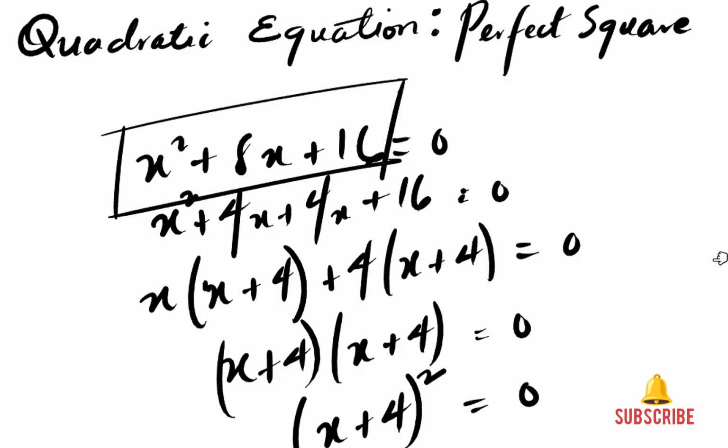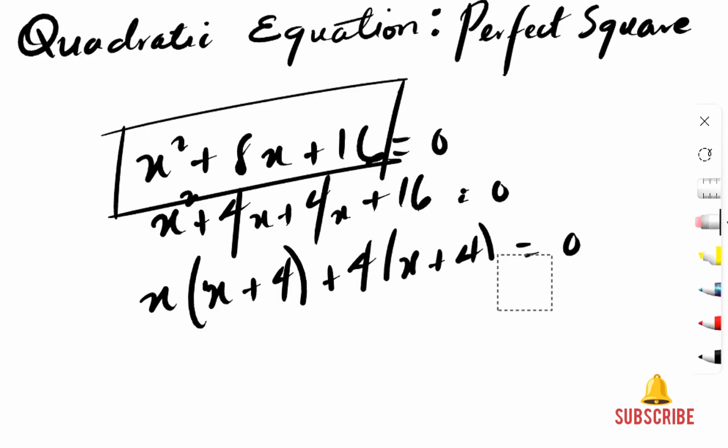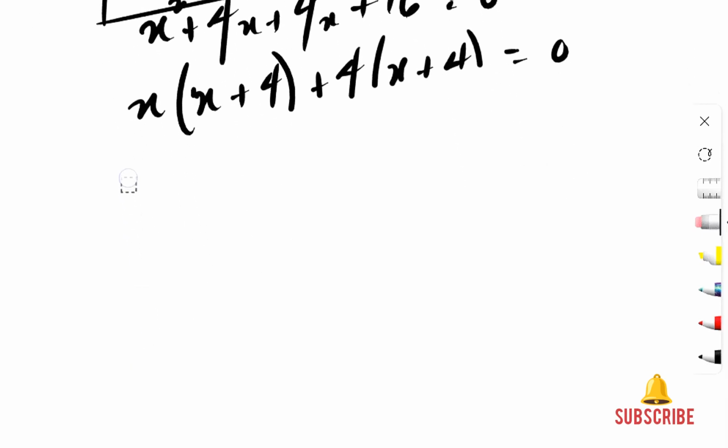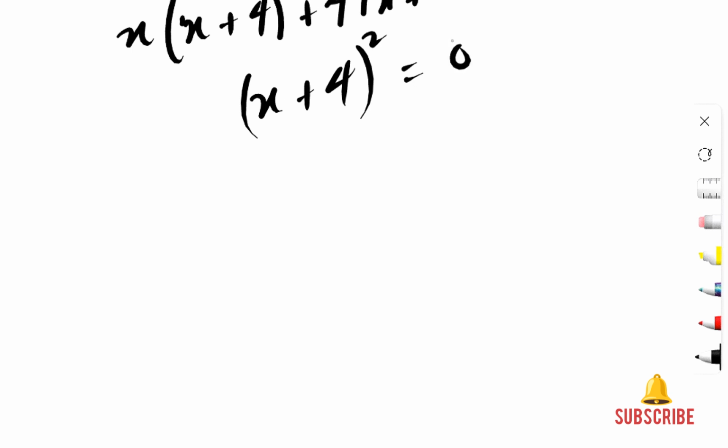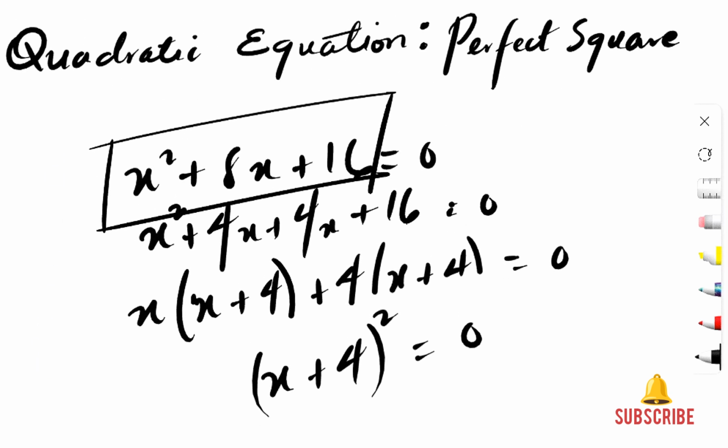Okay, let's erase this. We can slide it up. Let's write the result here. We have x plus 4 all squared equals 0. So this expression gave us this result in part 2, making this a perfect square.